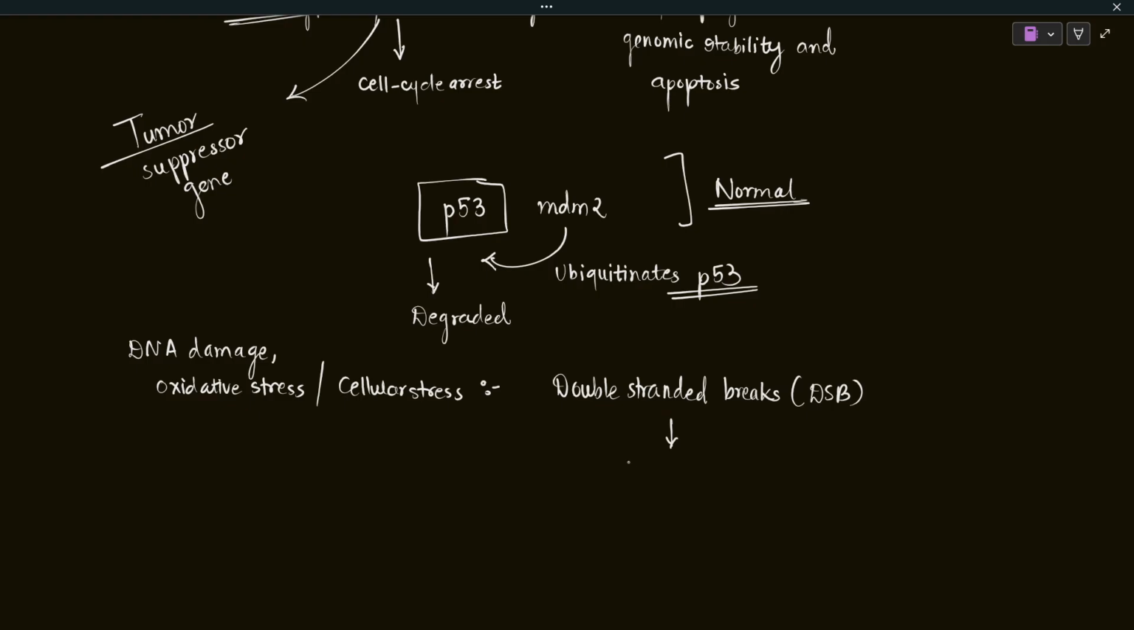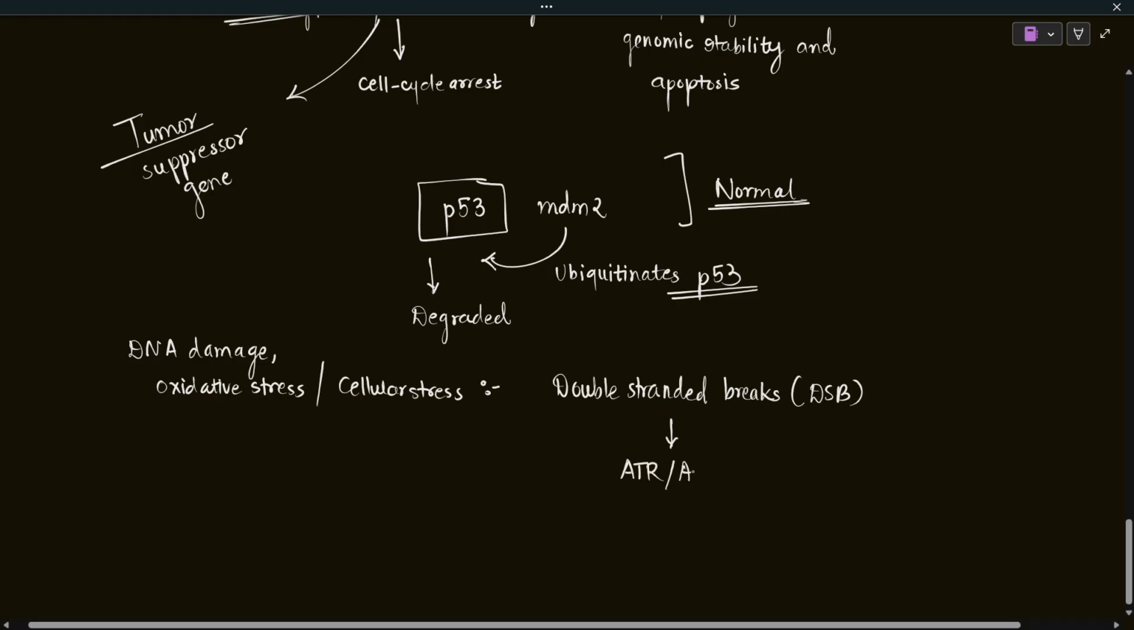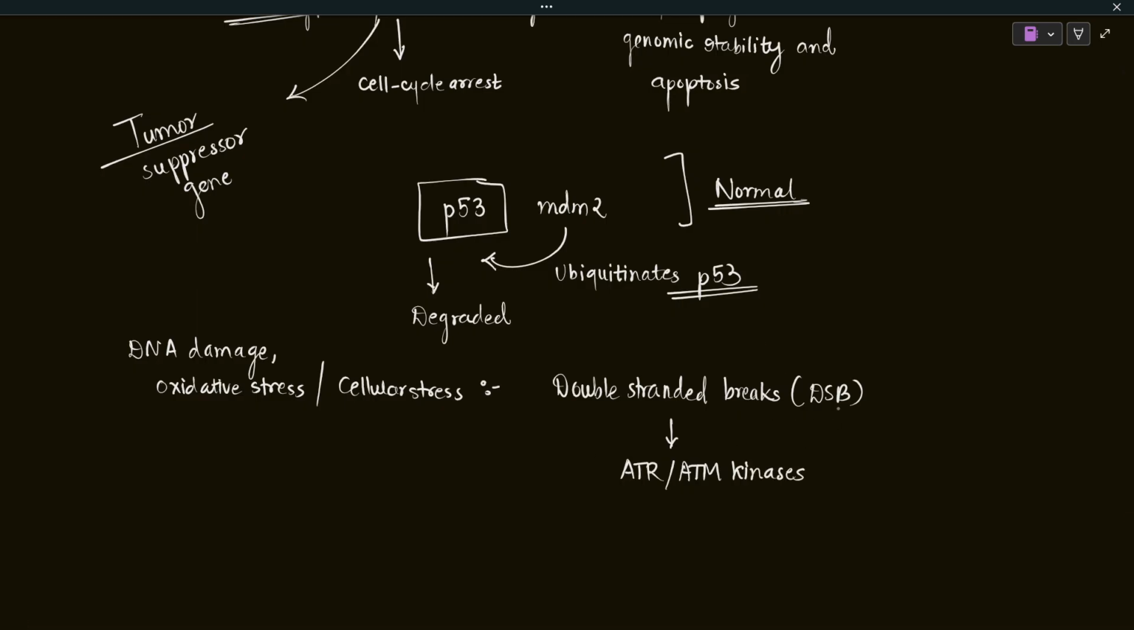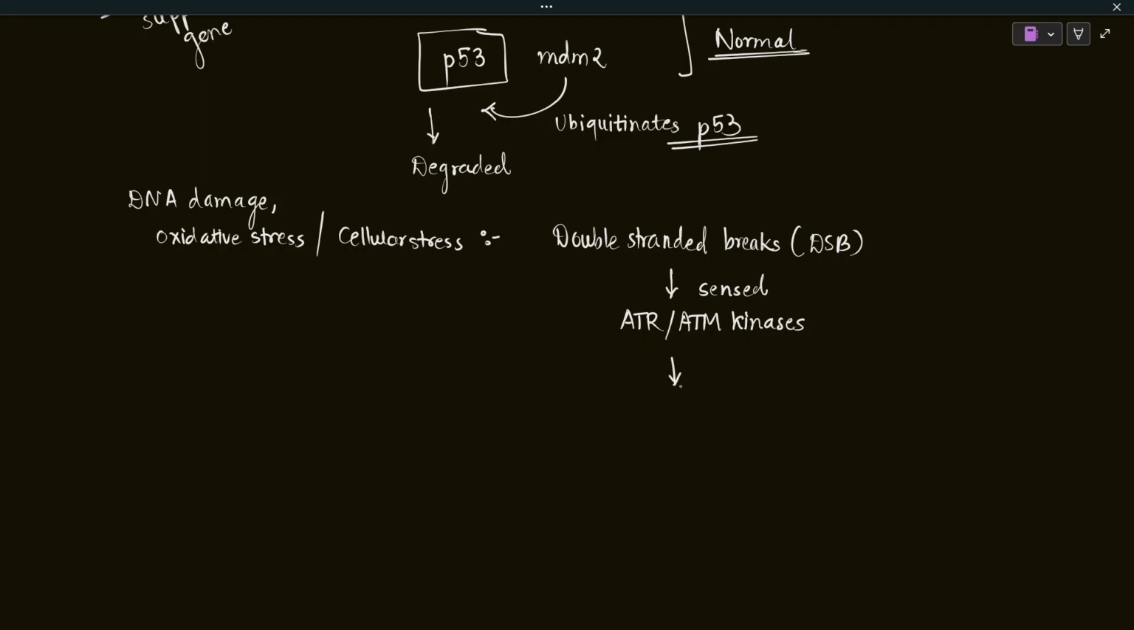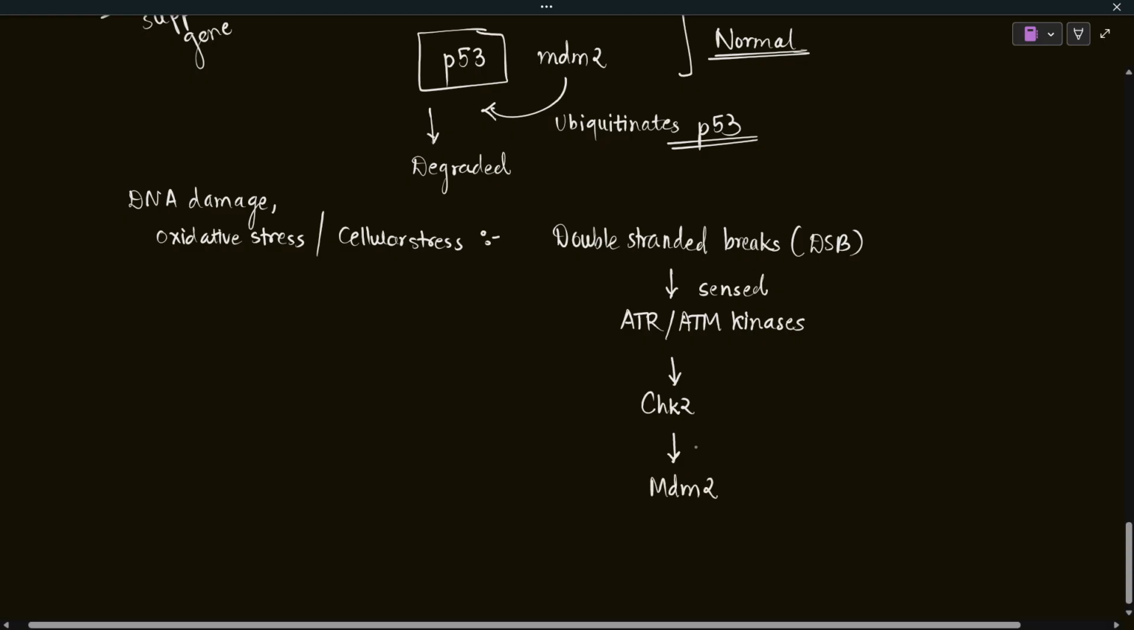So these double stranded breaks are sensed by the kinases known as ATR and ATM kinases. Those are the kinases which sense that the DNA has a break. Now they activate a kinase known as CHK2, and this kinase is going to phosphorylate p53.